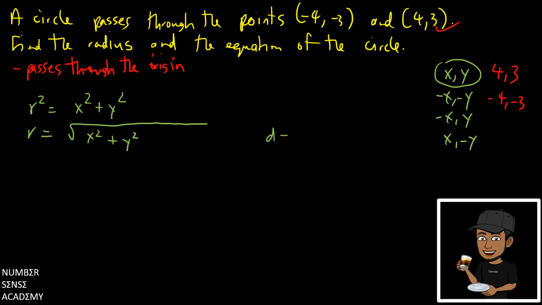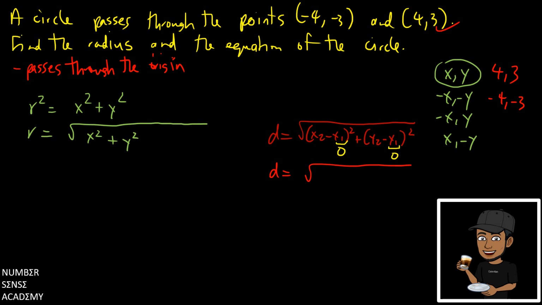Remember, distance is equal to the square root of x2 minus x1 squared plus y2 minus y1 squared. Well, if it's going through the origin, that means x1 is 0 and y1 is 0. So I have d equal to x2 minus 0, it's just itself, so that's x2 squared plus y2 squared. These are the exact same formulas. I just put that there so we can match those up.